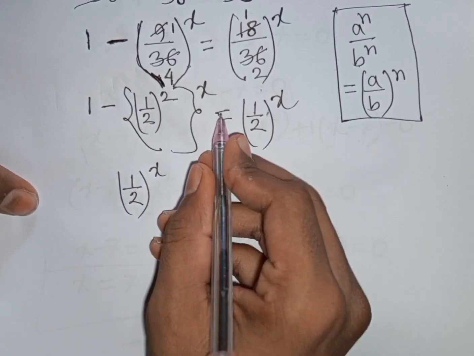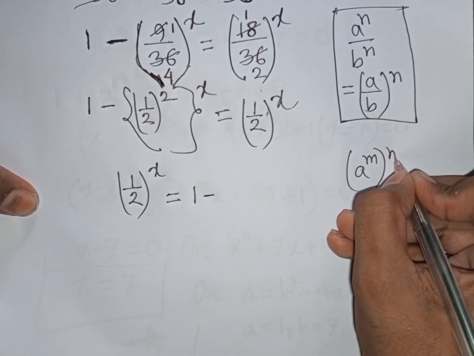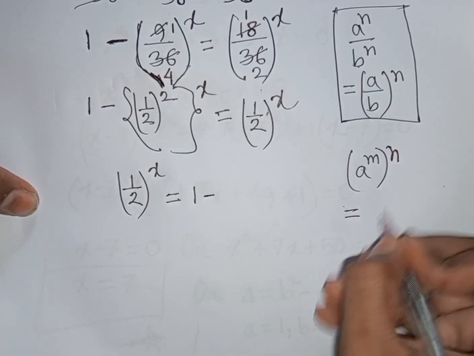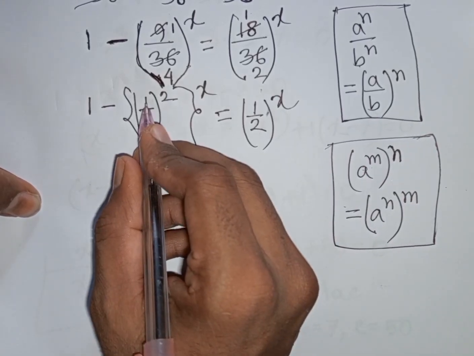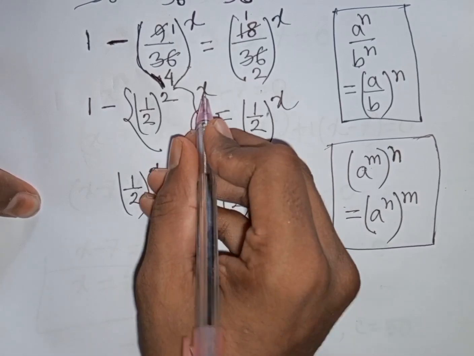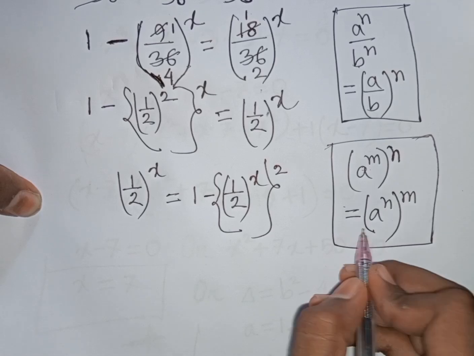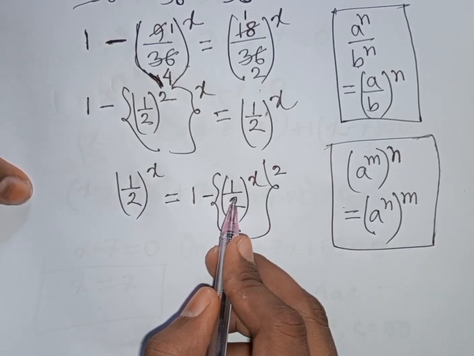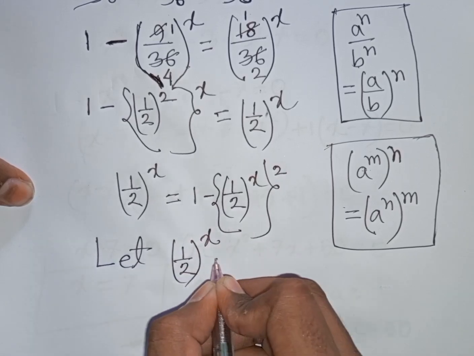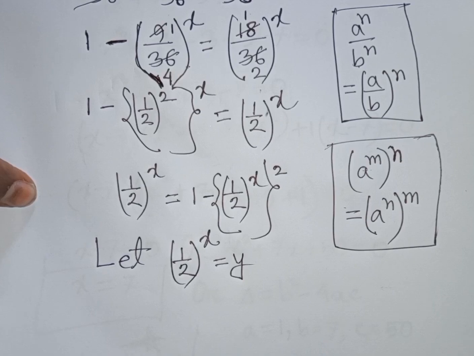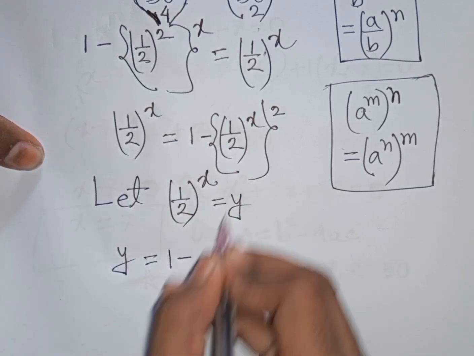(1/2)^x is equal to 1 minus, here we can apply the rule that (a^m)^n is equal to (a^n)^m. So according to this rule, I can compare here ((1/2)^x)^2. According to this formula, (1/2)^x and (1/2)^x, both terms are the same. So let (1/2)^x be substituted by y. So our equation will be y is equal to 1 minus y^2.